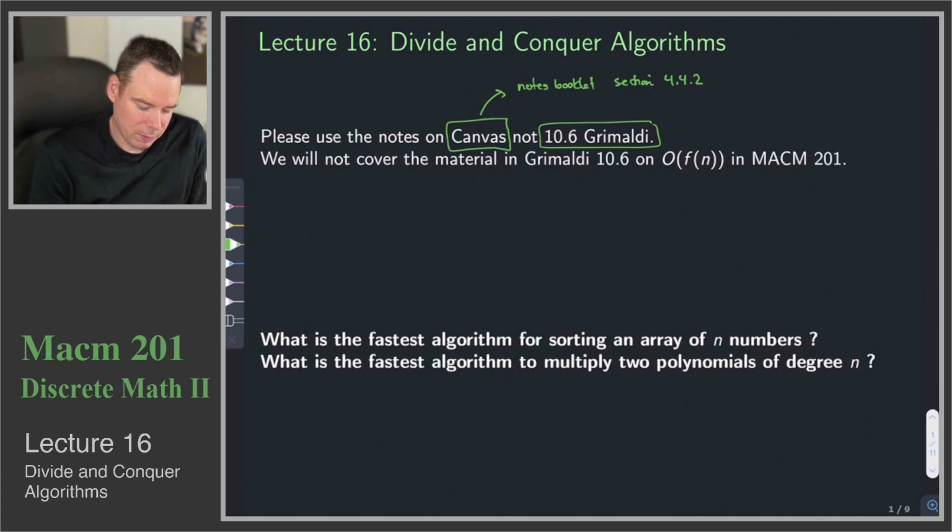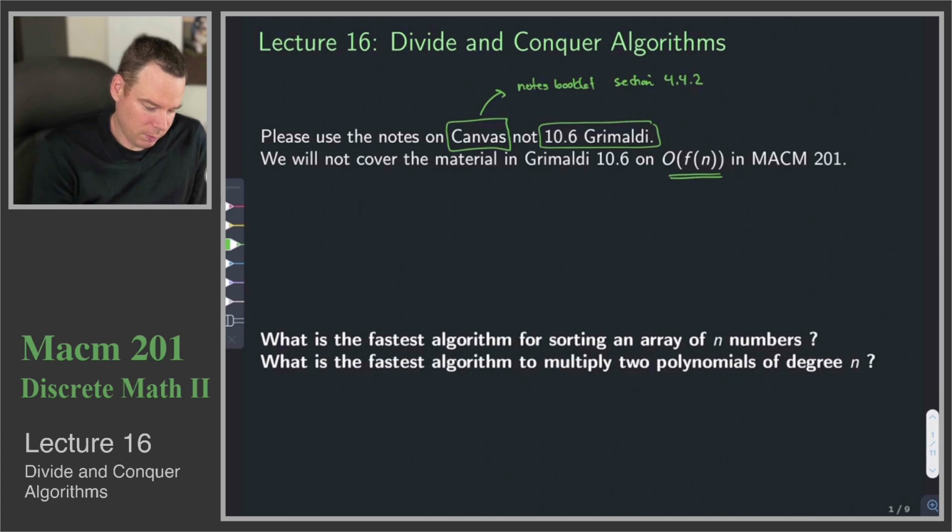One thing we won't cover, that's covered in section 10.6 of Grimaldi, is big O notation. There it's covered a little bit more formally. I'll mention it here, but I'm not going to go into detail on big O notation. It's not really a topic of Macm 201.